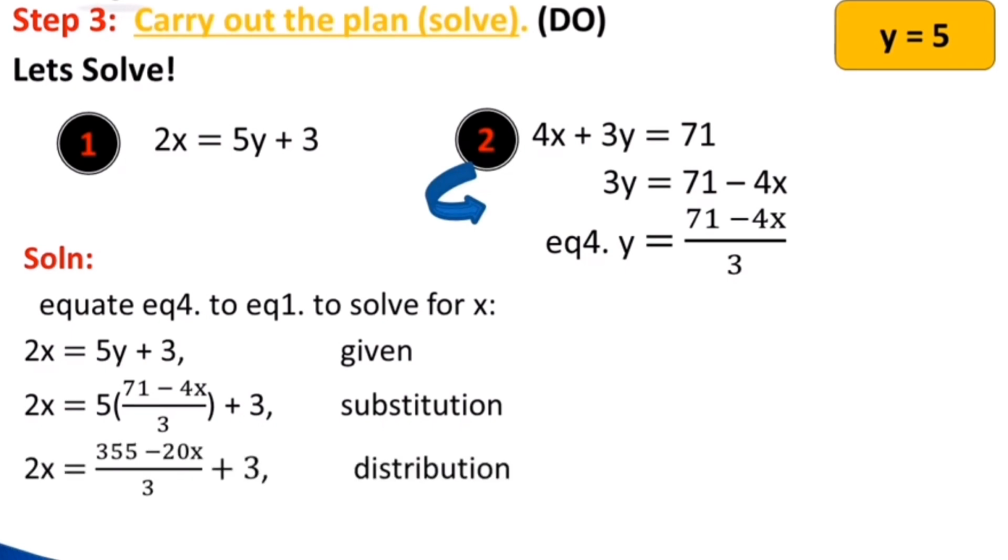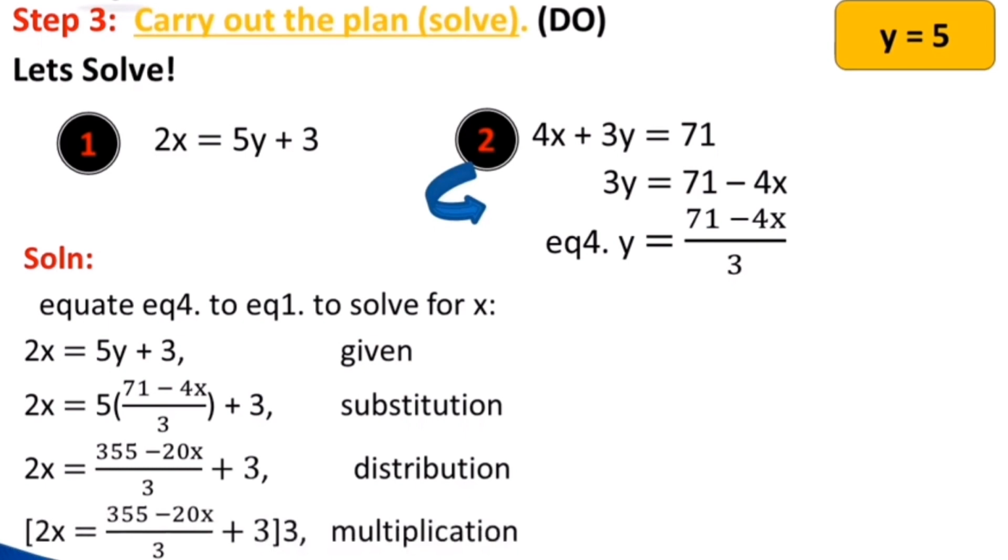And then again, it's hard for us to solve the equation if it has a denominator or one of the terms is in fraction or rational form. So we're going to multiply the whole equation by 3. That is by multiplication. Then right after that, we're able to remove the rational and everything is in whole number numerical coefficients. So we have here 6x equals 355 minus 20x plus 9.